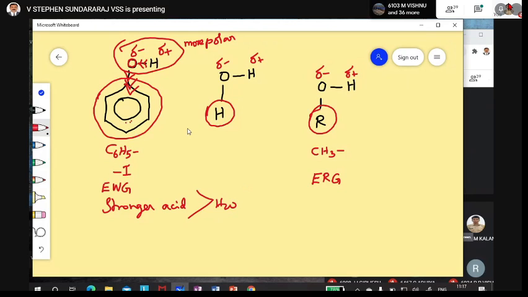Now come to this one. Already I told you, this is electron releasing. The oxygen atom is pulling from hydrogen, but this R is telling it, don't pull much, I will give a little. So that bond becomes less polar. This is less polar, and this has normal polarity. More polar means more acidic. Less polar, therefore less acidic.